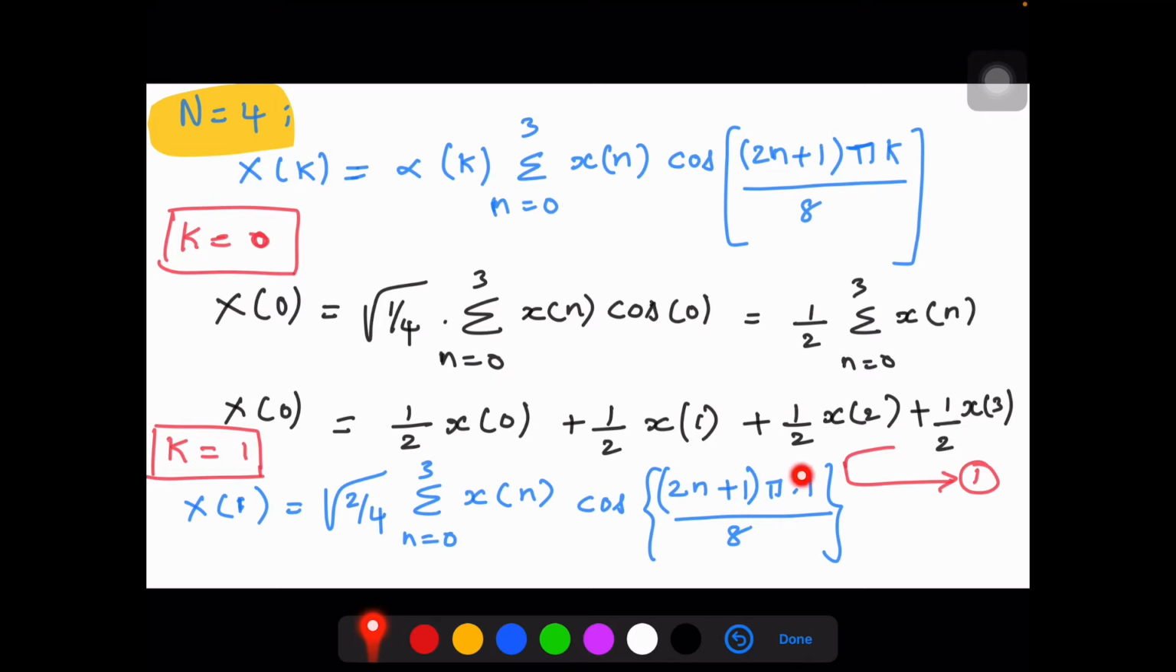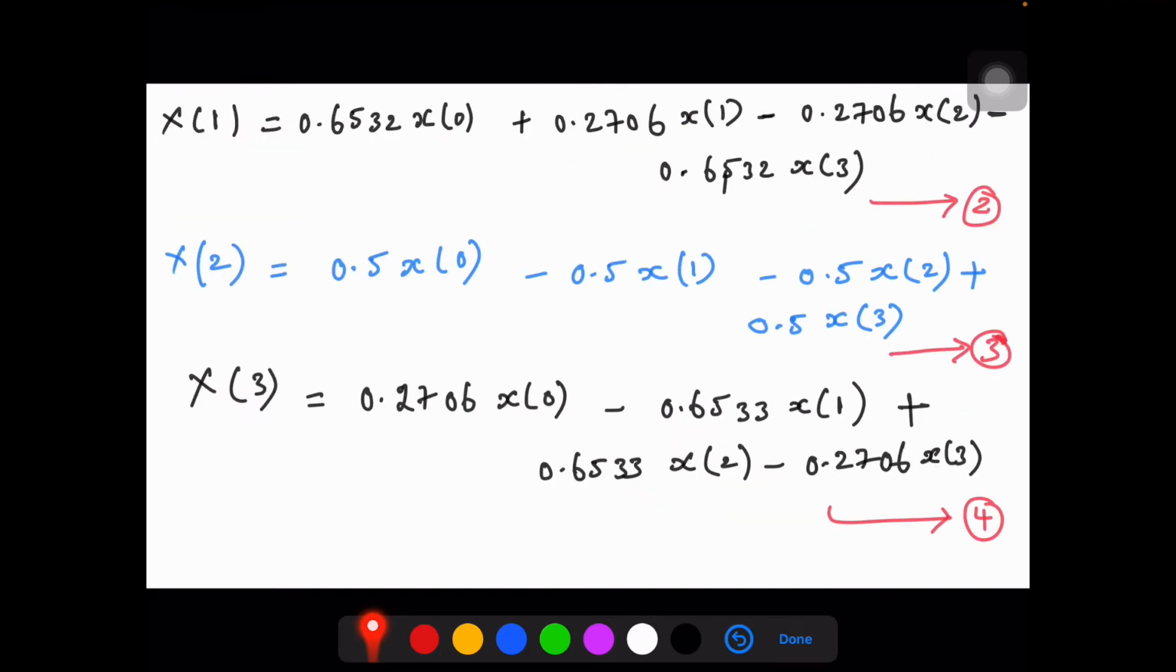So I'm just substituting k equal to 1 in this place, and I'm trying to expand the summation here. So I get 0.6532 multiplied with x of 0. So I'm going to find these coefficient values for x of 0, x of 1, x of 2 and x of 3.